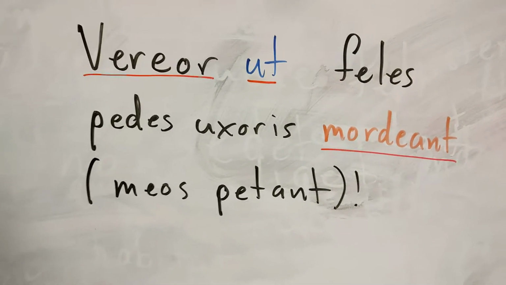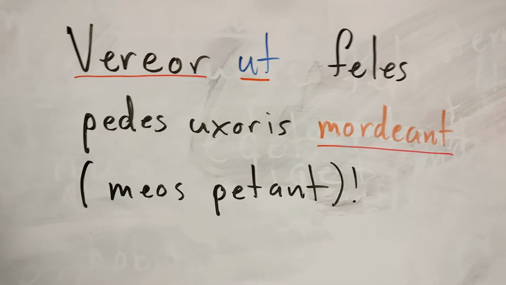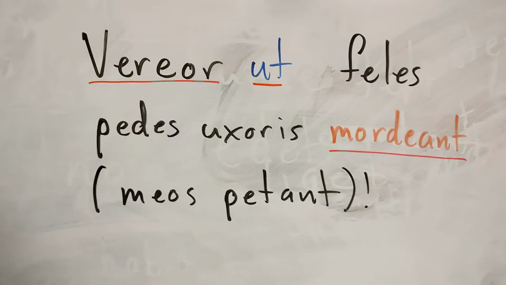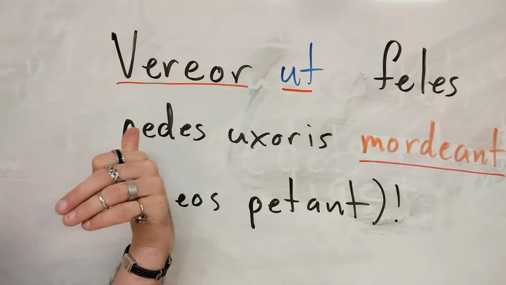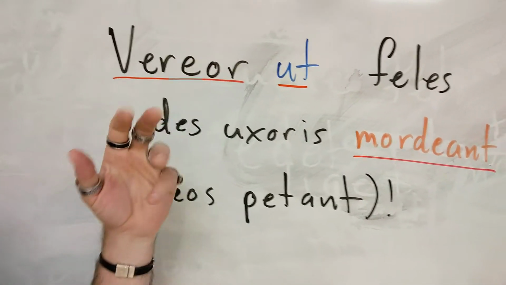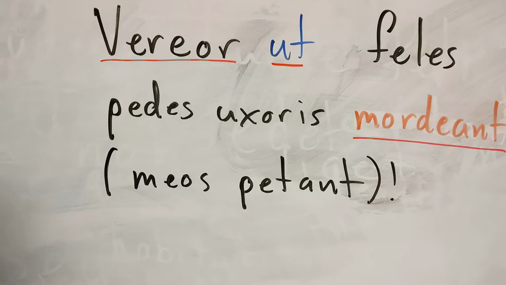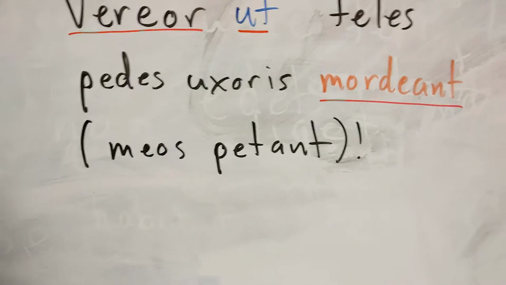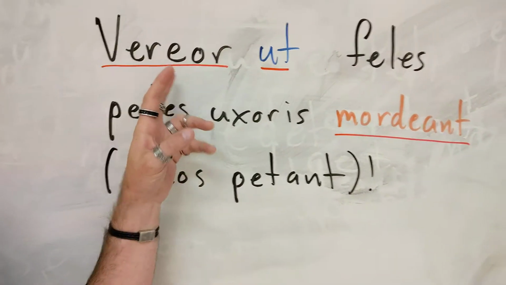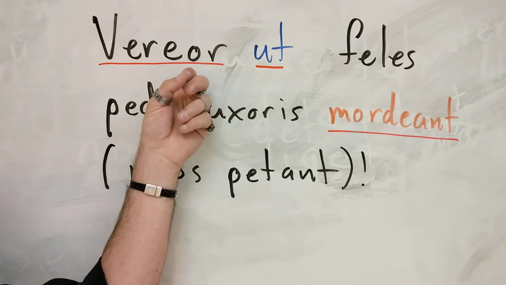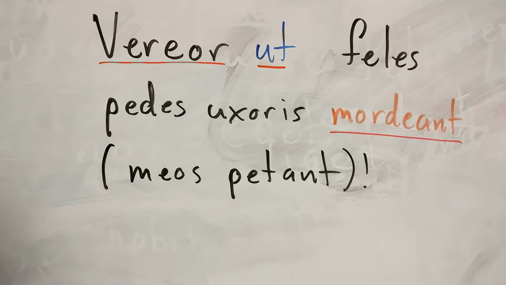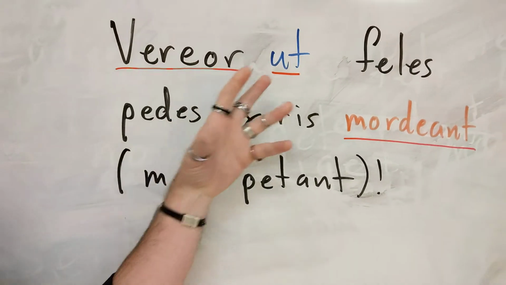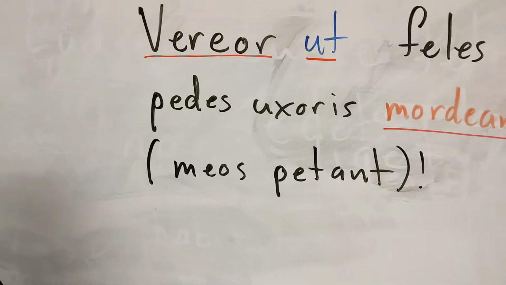Right? Vereor ut feles pedes uxoris mordeant, meos petant. I am afraid that the cats won't bite her feet because they'll bite mine, or attack, right? So yeah, in this one, I am afraid, and I have my first person present here, I am afraid that they won't bite her feet. So I used ut there, because they might bite mine instead.